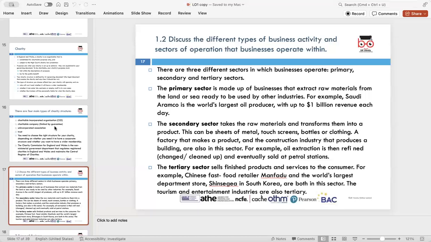Discuss the different types of business activities and sectors of operations that a business operates within. So there are three sectors in which enterprises operate, including the primary sector, the secondary sector, and the tertiary sector.